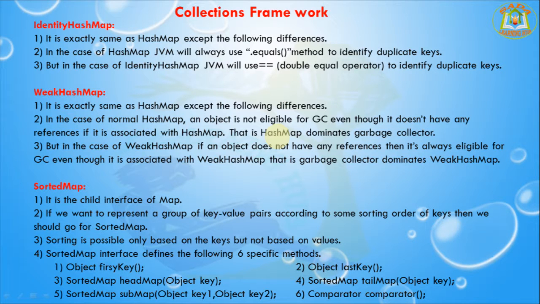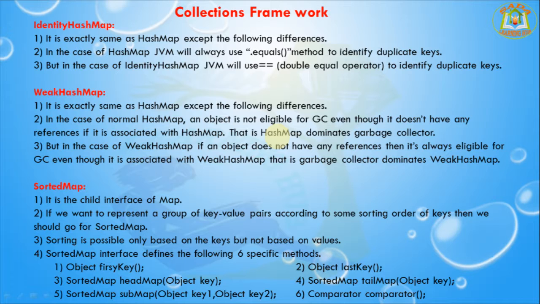Next, I'm going to discuss WeakHashMap. It is exactly the same as HashMap except for the following differences. In the case of a normal HashMap, an object is not eligible for garbage collection even though it doesn't have any references, if it is associated with the HashMap. That is, the HashMap dominates the garbage collector. But in the case of WeakHashMap, if an object does not have any references, then it is always eligible for garbage collection even though it is associated with the WeakHashMap. That is, the garbage collector dominates WeakHashMap.